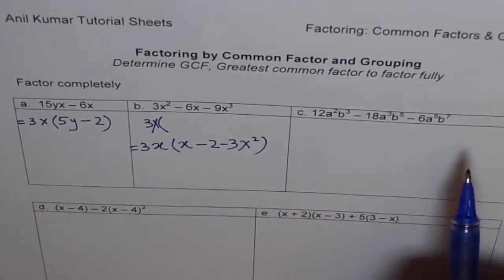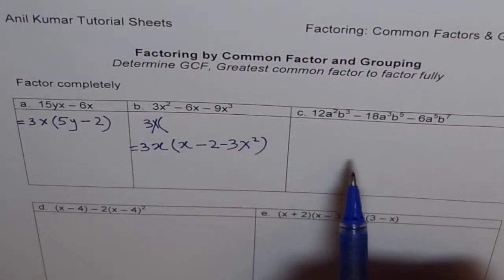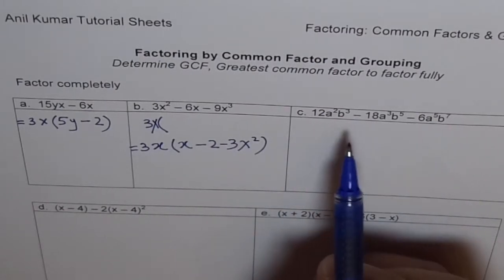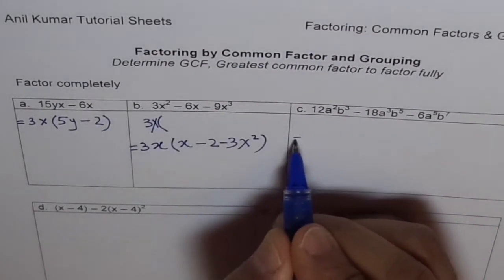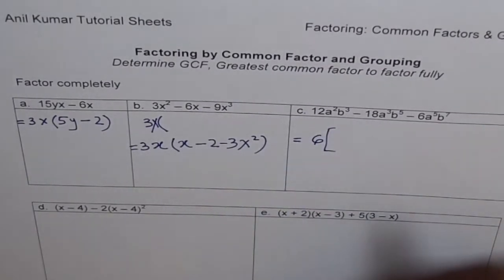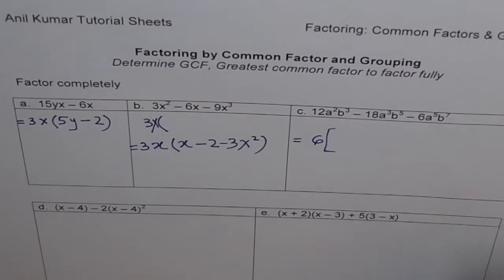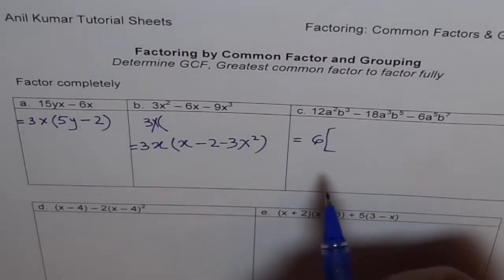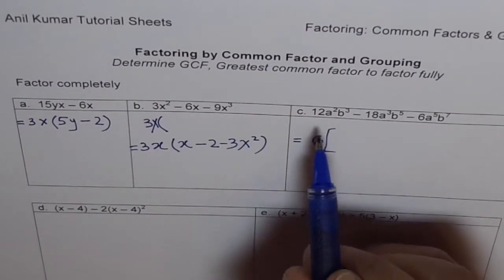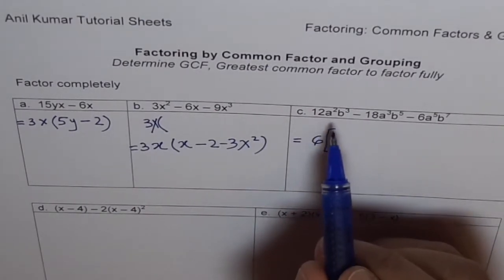Here it looks complicated. There are 3 terms in it. Constants are 12, 18 and 6. 6 is a common factor, right? So I can write 6 as my common factor. Let me use brackets, square brackets this time. I'm in a hurry to put square brackets. What are the numbers left? Numbers we will divide and get, but variables.